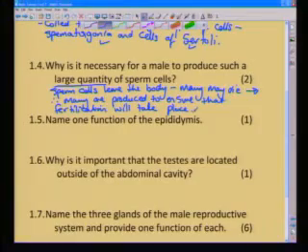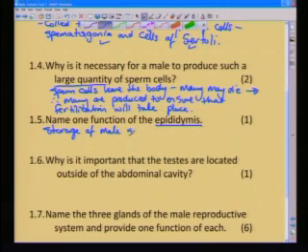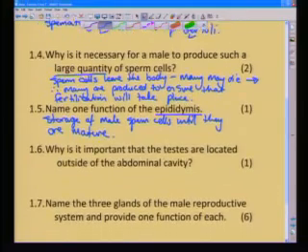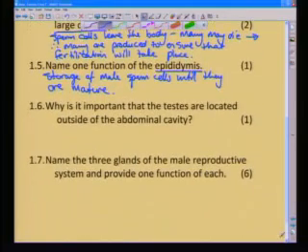Name one function of the epididymis. Now, we've done the epididymis 3 or 4 times. Main function is the storage of the male sperm cells until they are mature. That's where they sit. The vas efferentia takes them to the epididymis until they are mature. And when they are mature, they will then go into the vas deferens and out of the body.